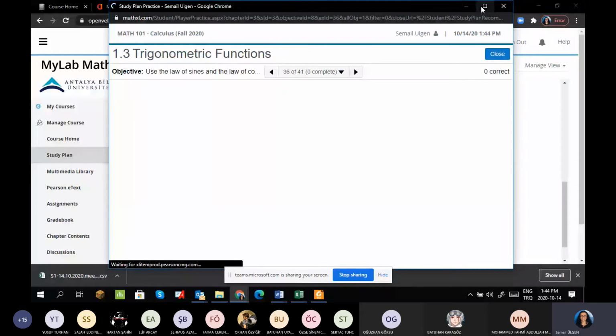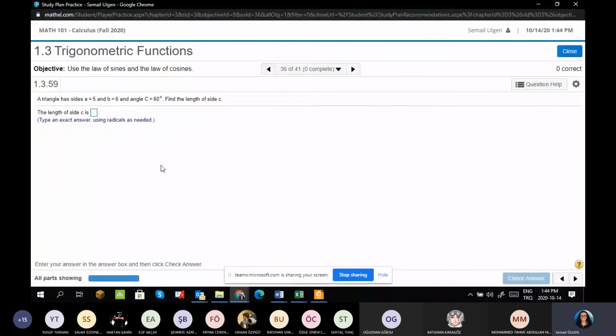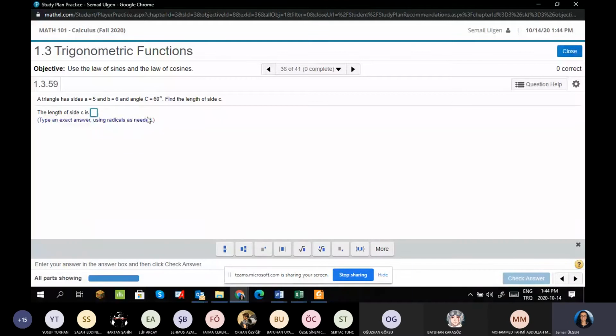Okay. A triangle has sides A equal to 5 and B equal to 6 and angle C equal to 60. Find the length of the side C. Okay, so you can immediately find the answer if you like on a piece of paper, or you can say question help. Okay, ask my instructor. Let's see, ask my instructor, what does it do?